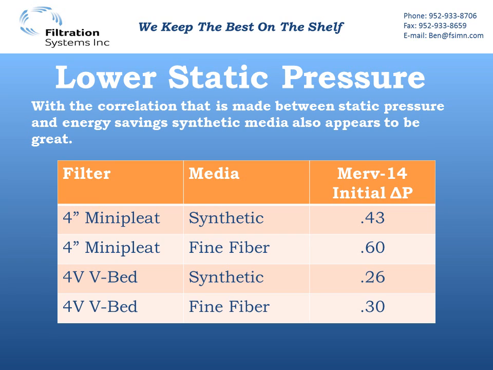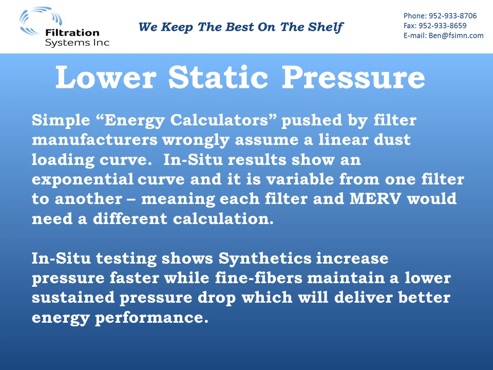But initially, when we look at it on a piece of paper, a 4-inch mini pleat synthetic MERV 14 is going to have an initial static of about 4.5 tenths, compared to 6 tenths for fine fiber. In the V-bed style, that gap isn't quite as large, as the synthetics are right around 2.5 tenths, and the fine fibers are up around 3 tenths. So again, with these lower static pressures, the manufacturers jumped on the chance to make these really, really simple energy calculators.